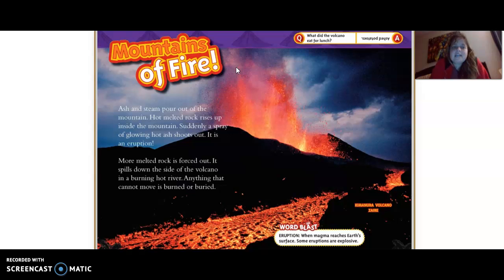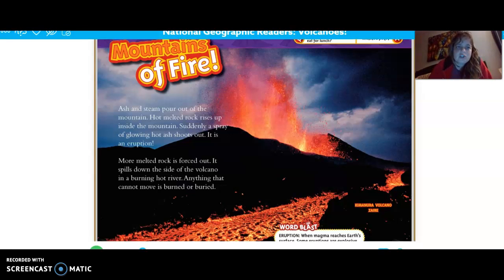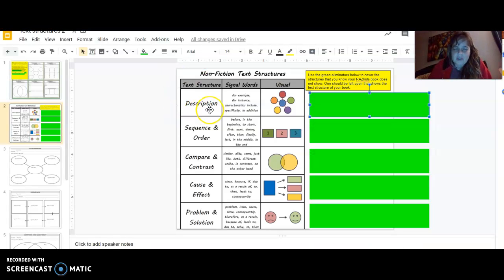And as I'm reading this text, I'm going to be thinking, well, what text structure am I seeing most? Just to review, the text structures are description, where it's describing something in the text; sequence and order, where it's putting something in a specific order; compare and contrast, where it might be comparing two pieces; cause and effect, where something is occurring and it's showing you the effect of it; and then problem and solution, where there's a big problem but there's a way to solve it.